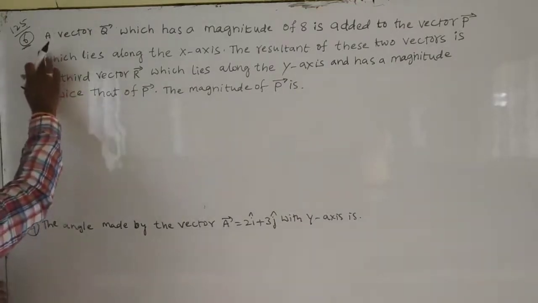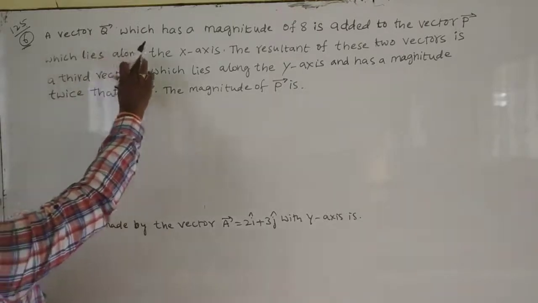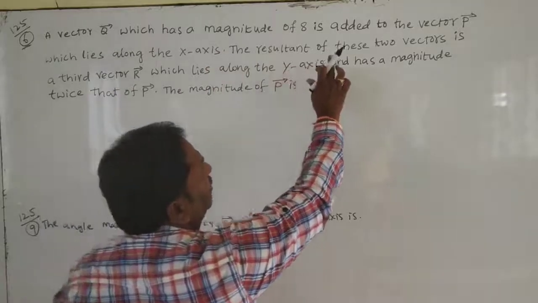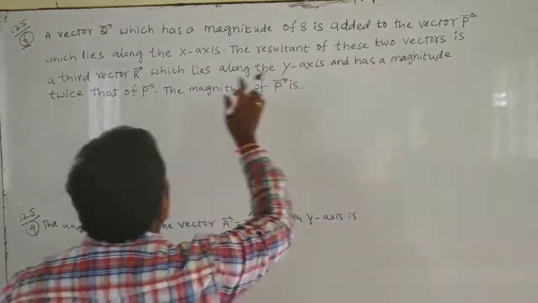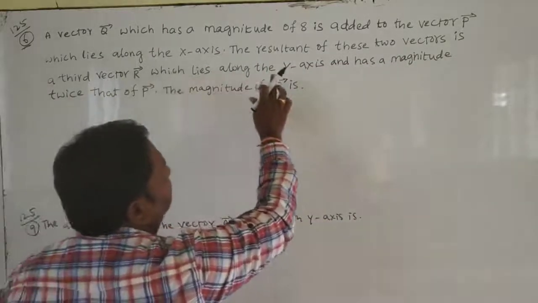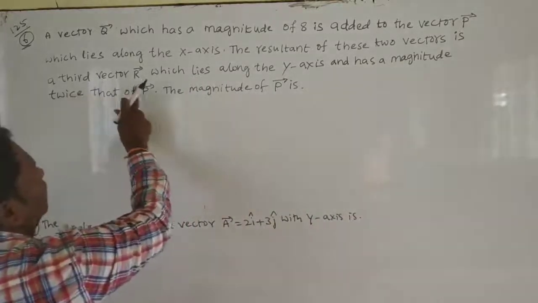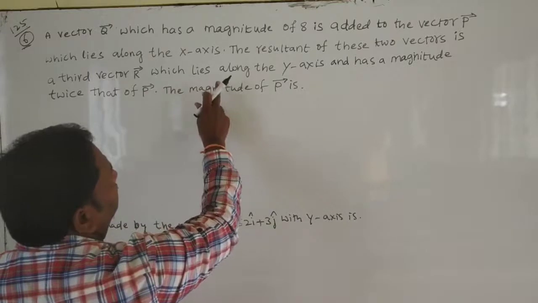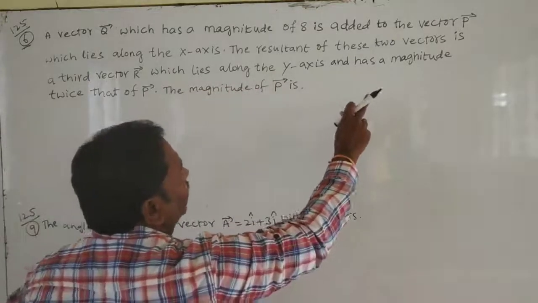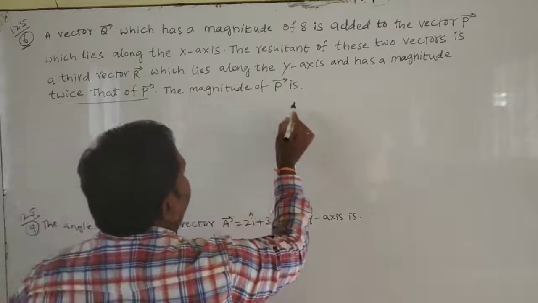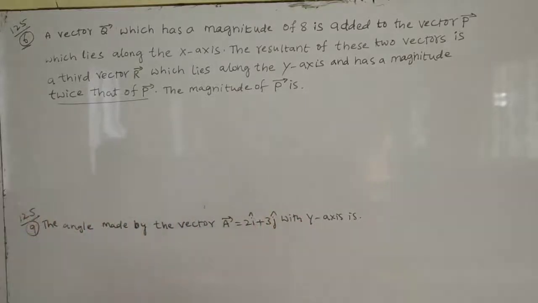The question is like this: a vector which has a magnitude of 8 is added to the vector p bar, which is along the x-axis. The resultant of these two vectors is a third vector r bar which lies along the y-axis and has magnitude twice that of p bar. Then what is the magnitude of p bar?